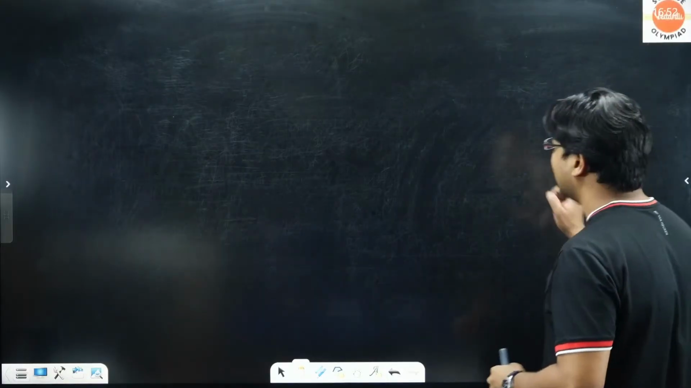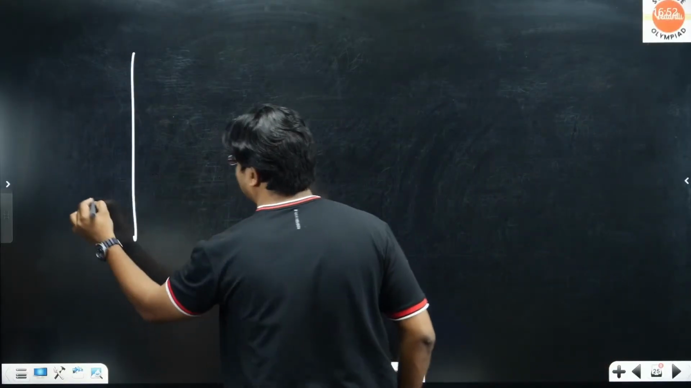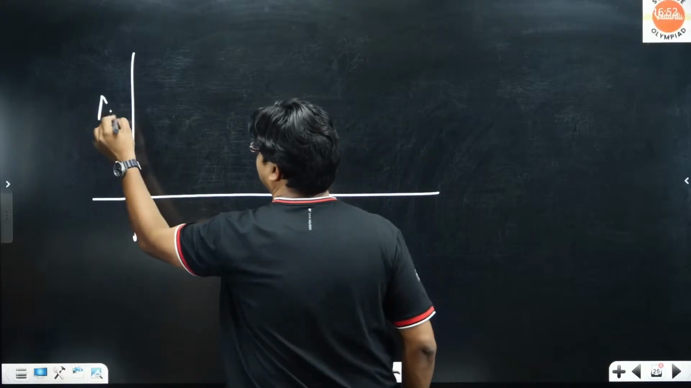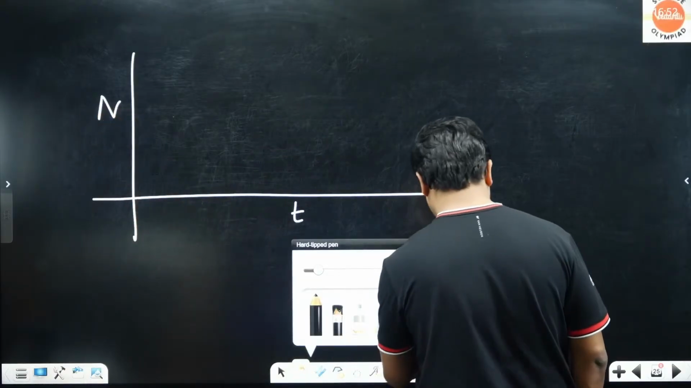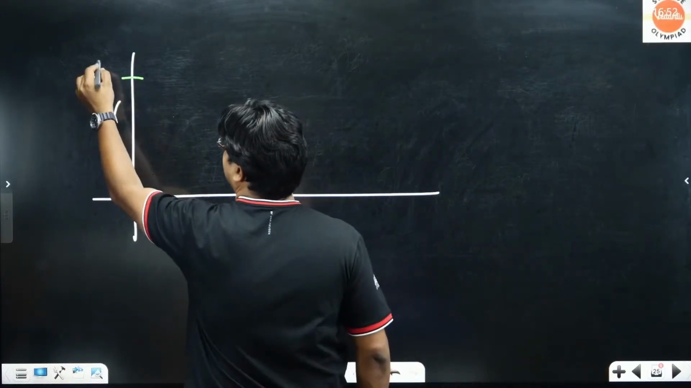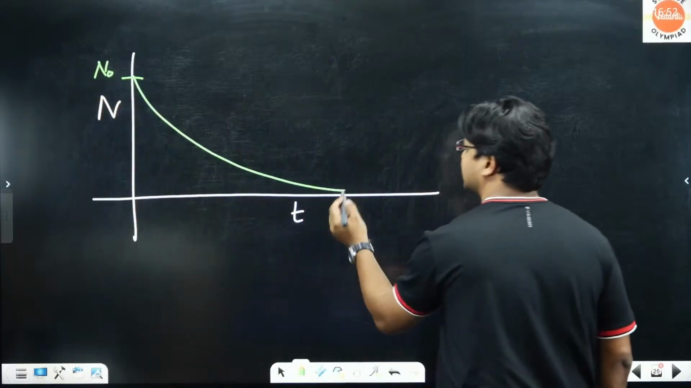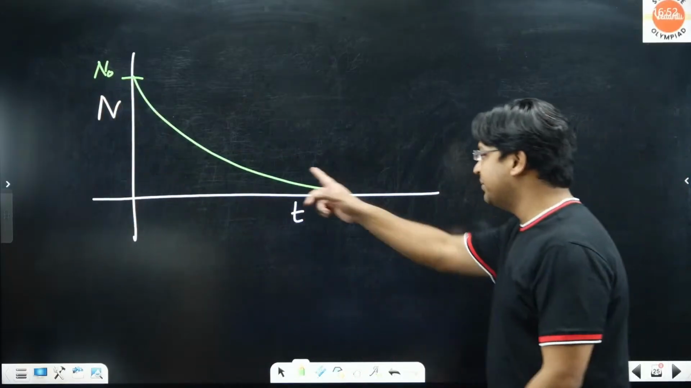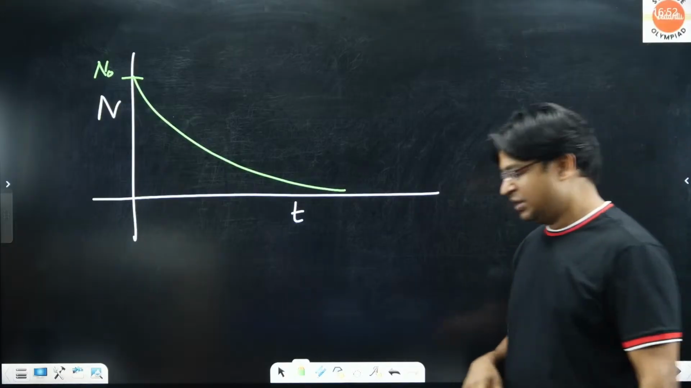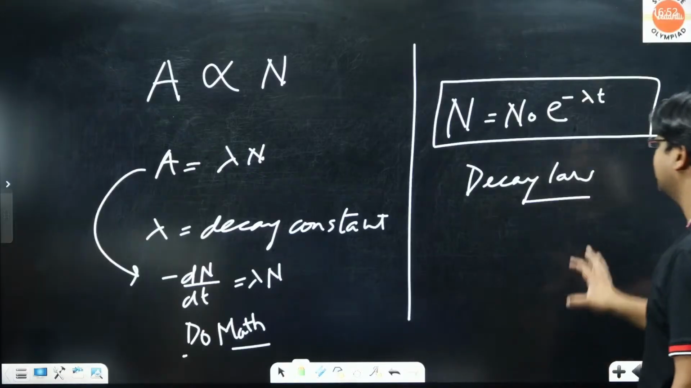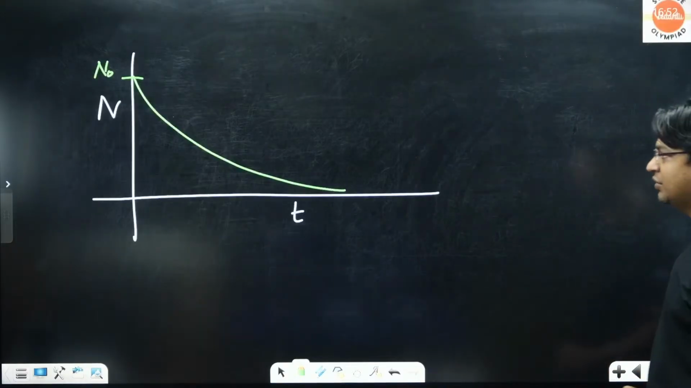If I make a graph of this, it would be like this, N versus t. The initial count was N naught, and then it decreases like this. It becomes 0 after infinite time. So this is what is called the decay law.